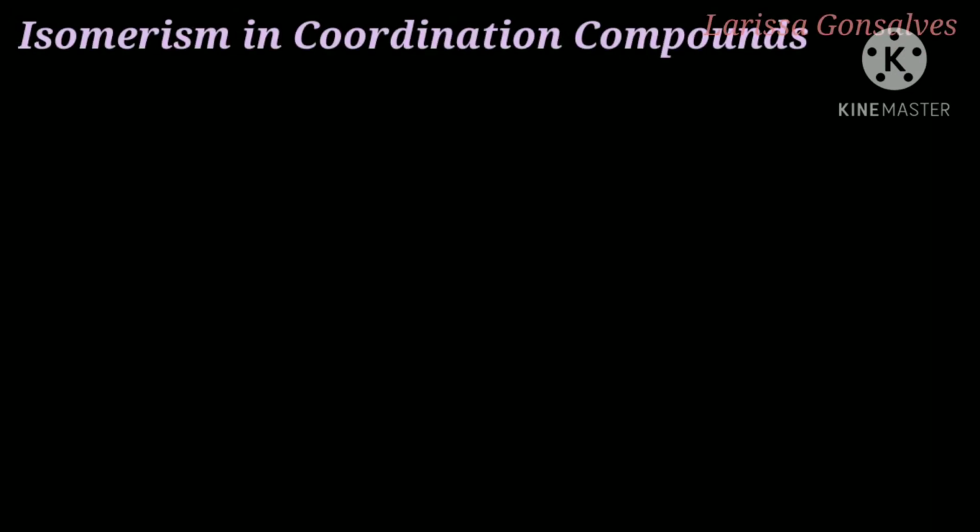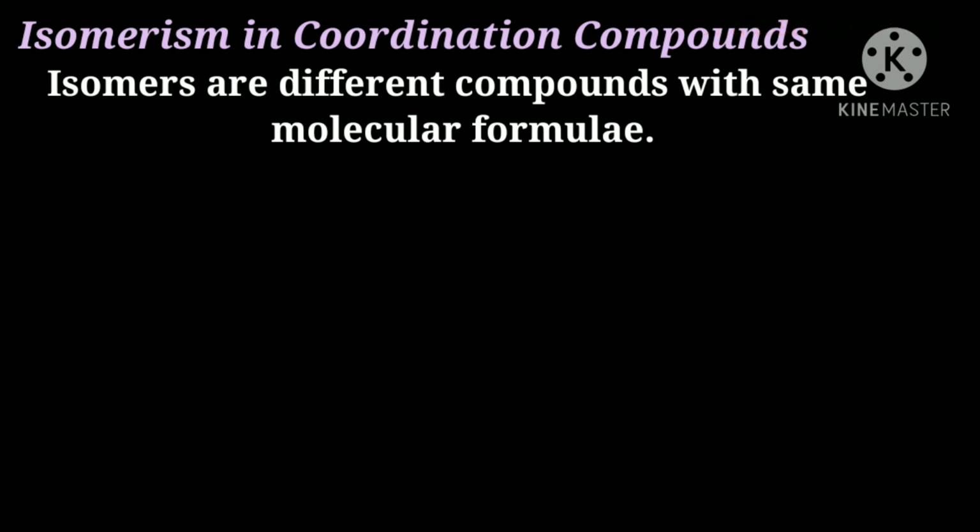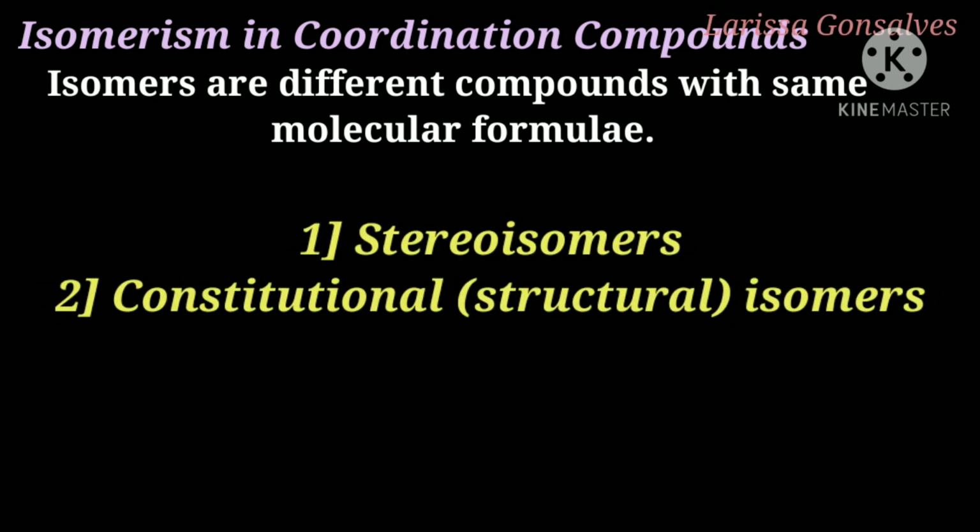Next topic is isomerism in coordination compounds. Isomers are different compounds which have the same molecular formula. The term iso means same. However, their chemical reactivities and physical properties like color, solubility and melting point will be different. Isomers are classified into two types, namely stereoisomers and constitutional or structural isomers.